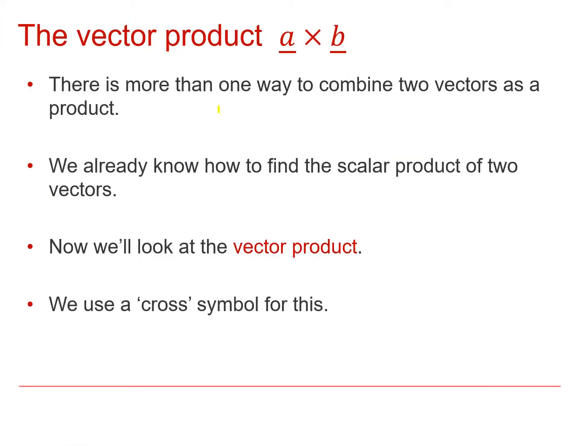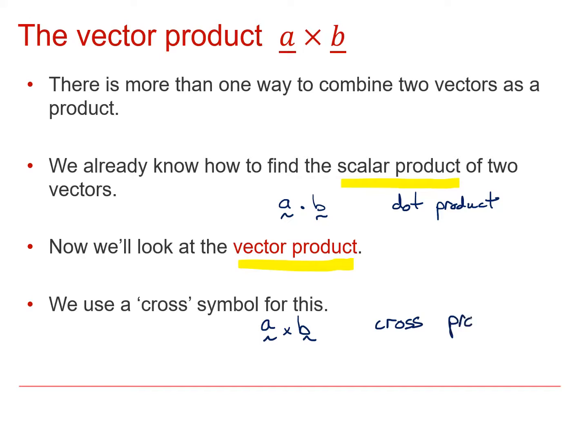There's more than one way to combine two vectors as a product, and we've already met the scalar product of two vectors, which we write like this, A dot B. In fact, we sometimes refer to this as the dot product. We can also look at the vector product, and we use a cross symbol for this, A cross B, and sometimes we refer to this as the cross product.